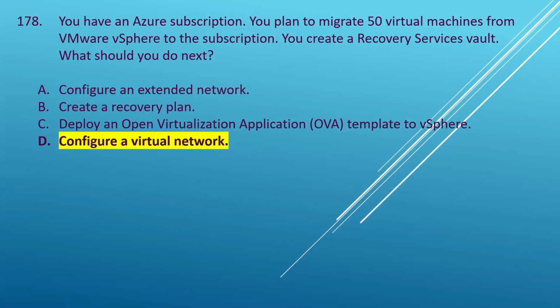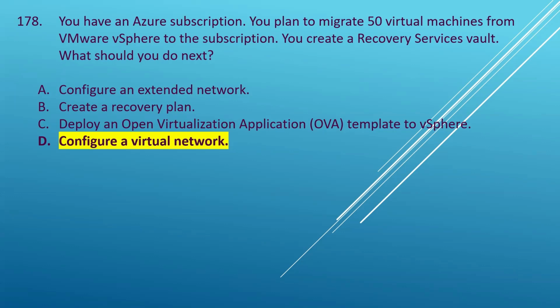So folks, if we go with Azure Migrate as the base to answer this question, then the answer would be option C, deploy an open virtualization application (OVA) template to vSphere. But that doesn't need a recovery services vault. So I have gone with an assumption that they are talking about disaster recovery while using migrate as a word, which is not a fit for this question.